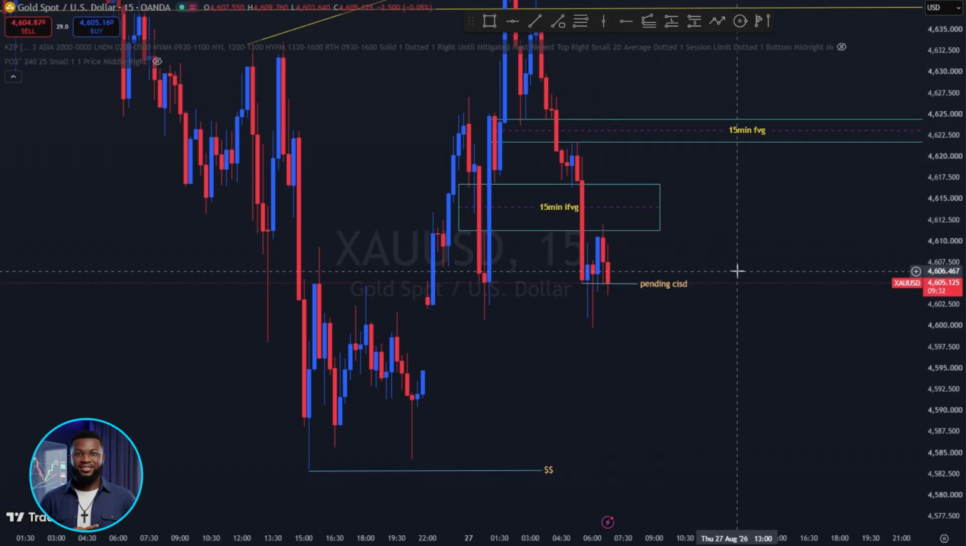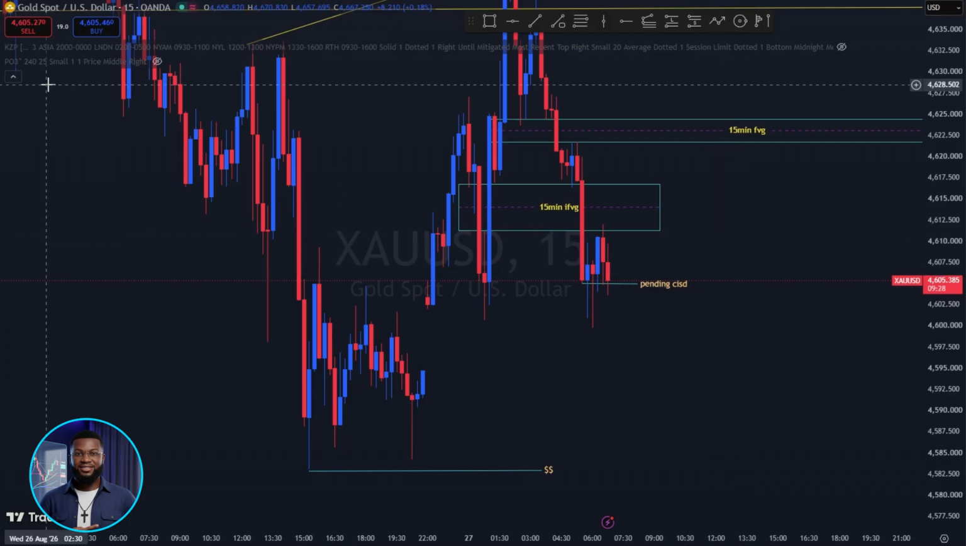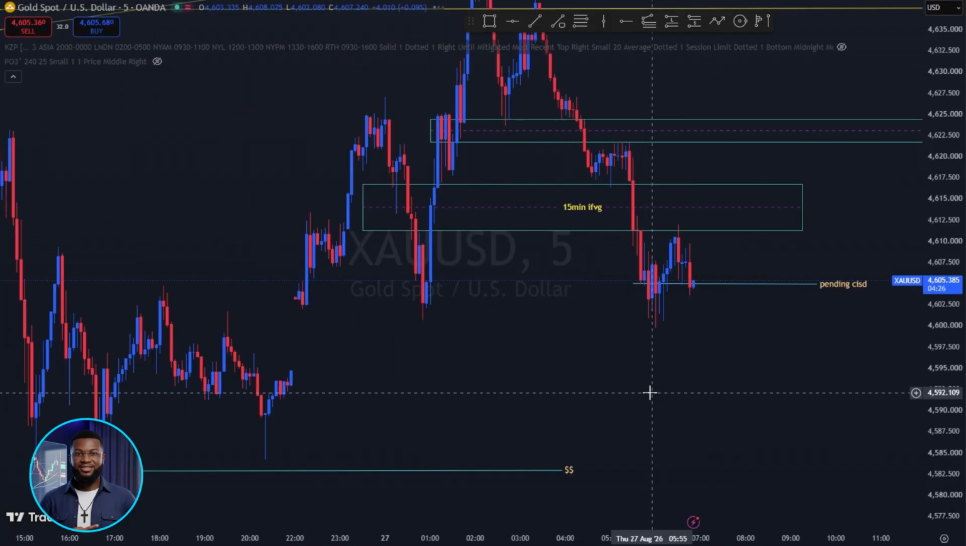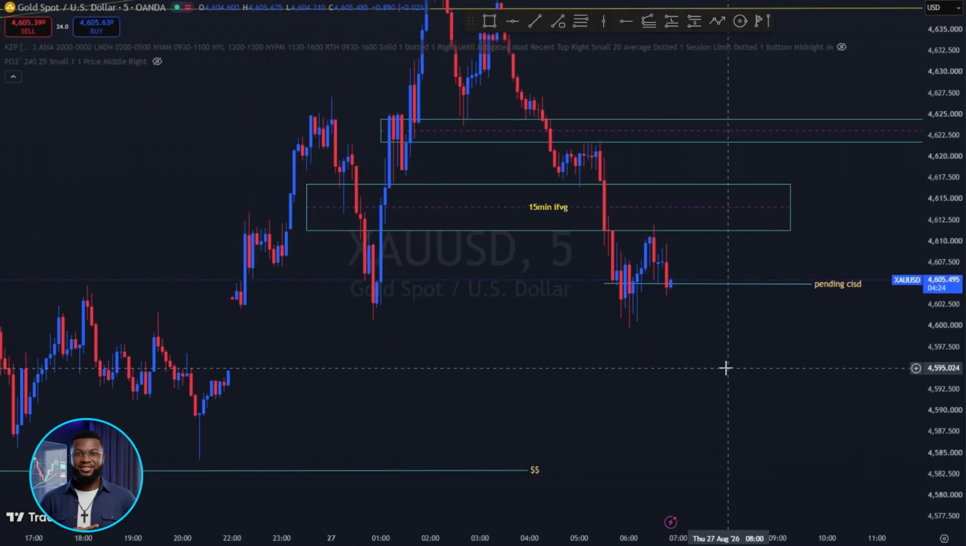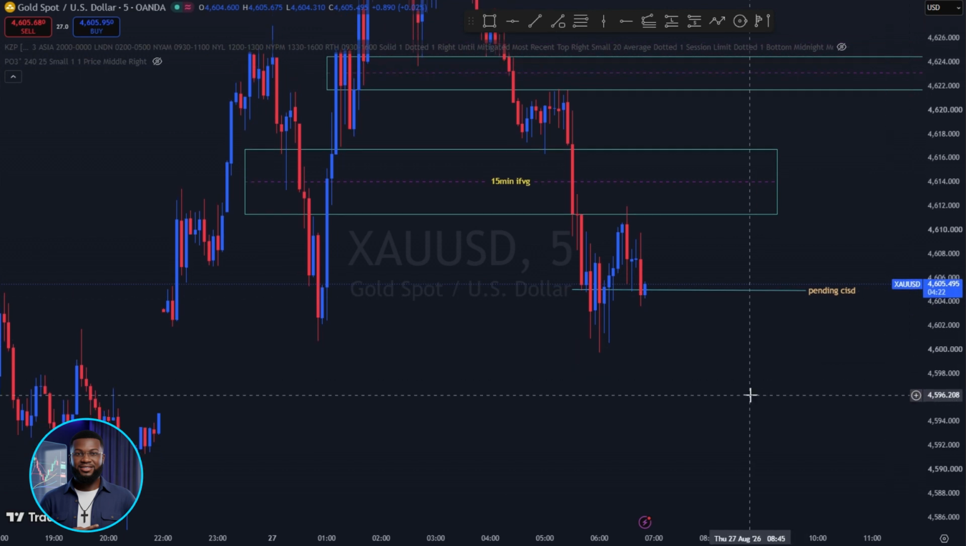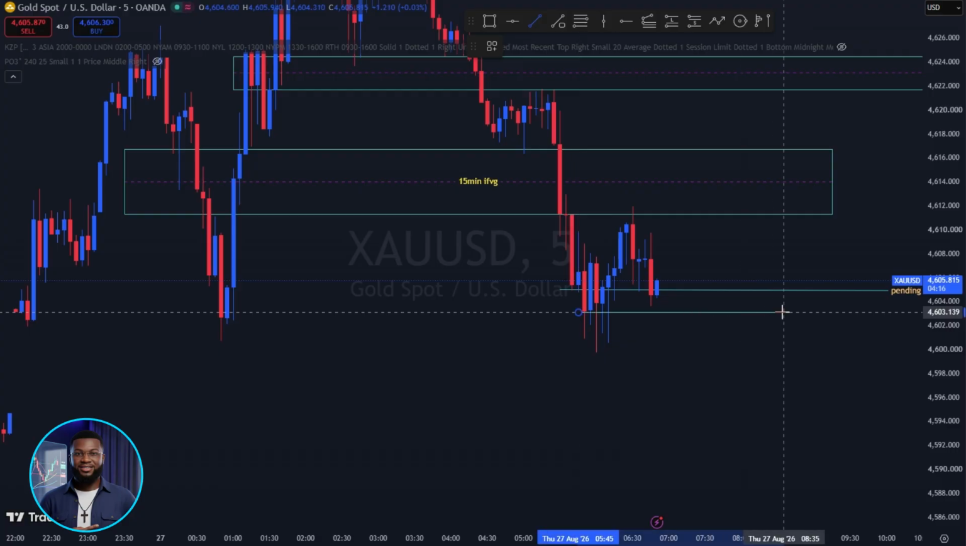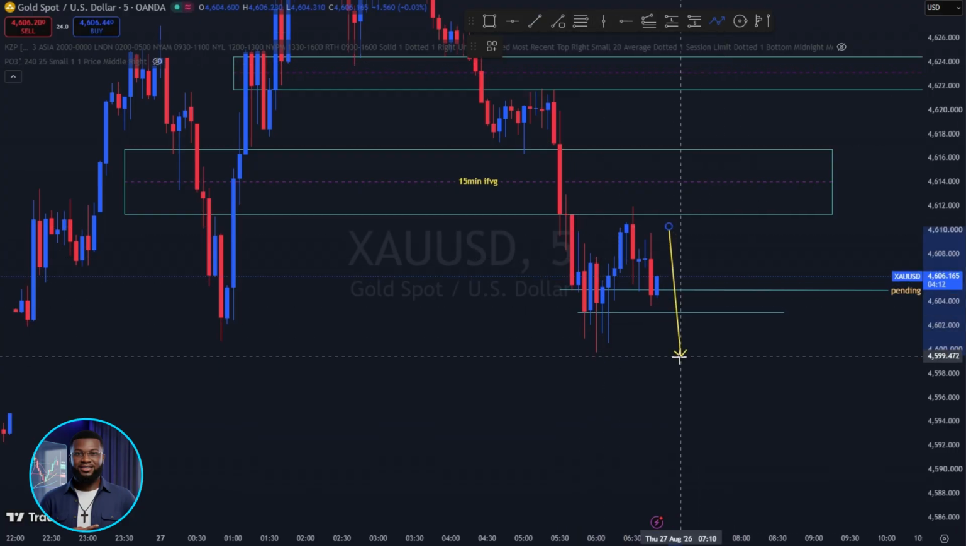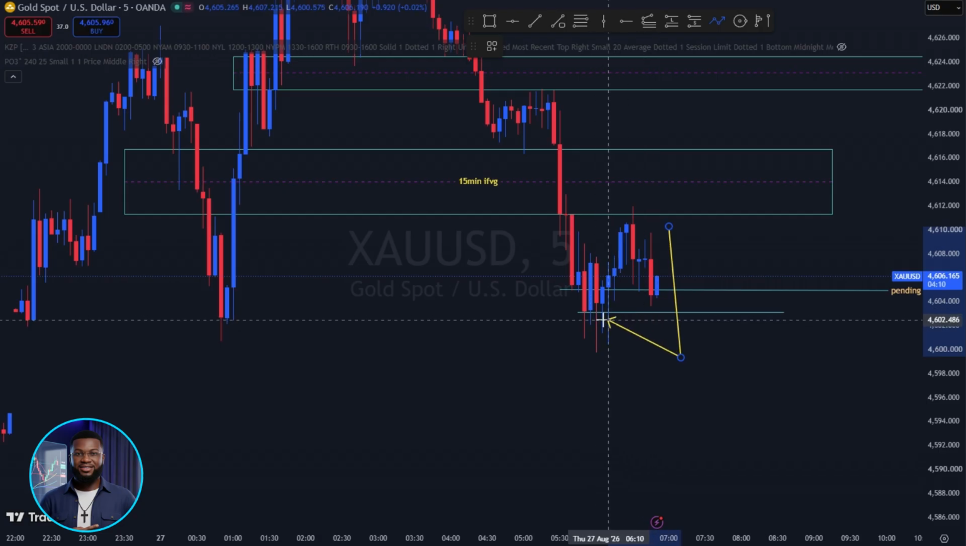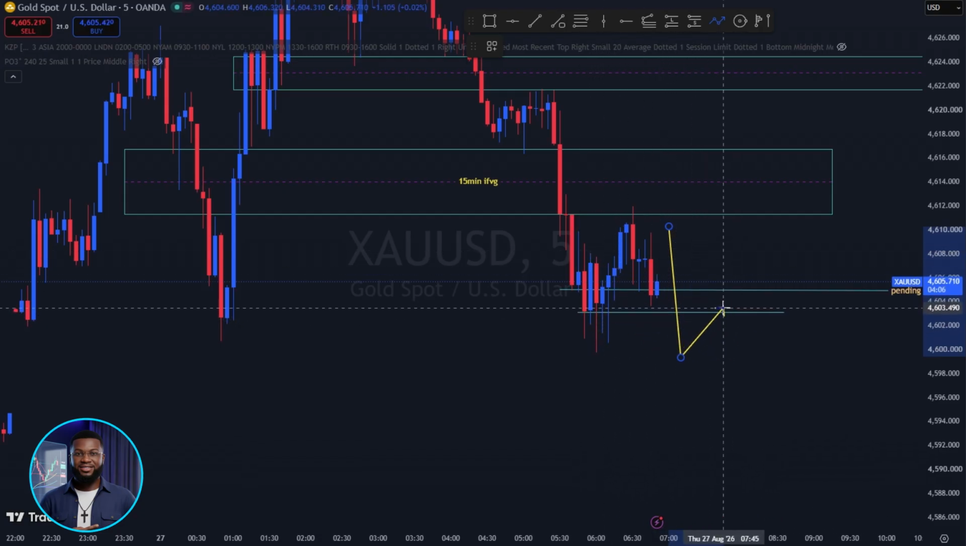All right, so yeah, when we go to the 5 minutes, you can see something quite interesting right here. We can also use this as an entry where price breaks below this 5 minutes level, validating it as a CISD as well. Then we'll take a shot from there.